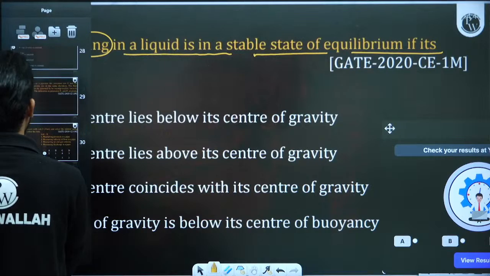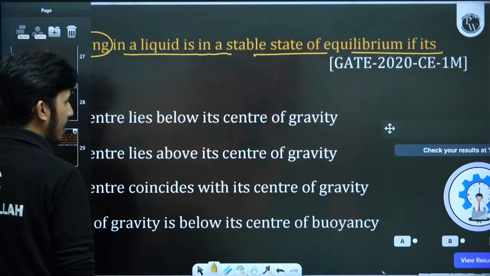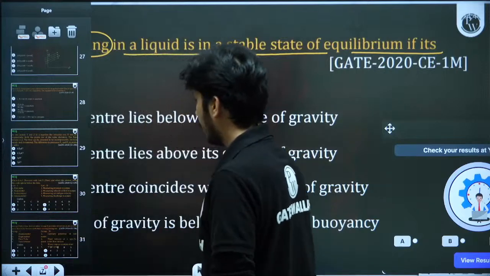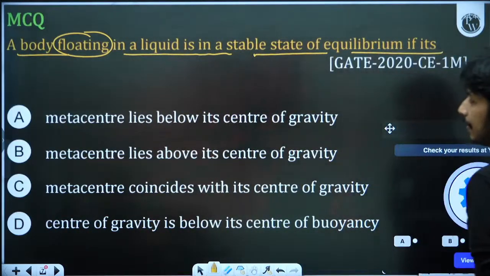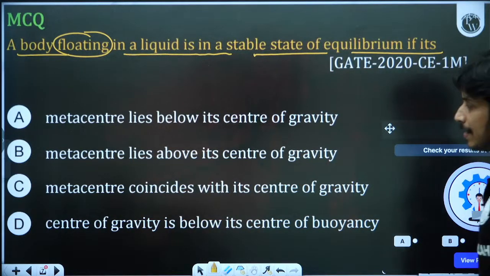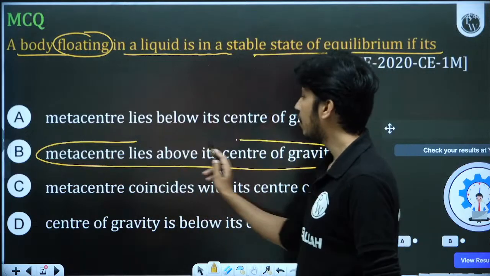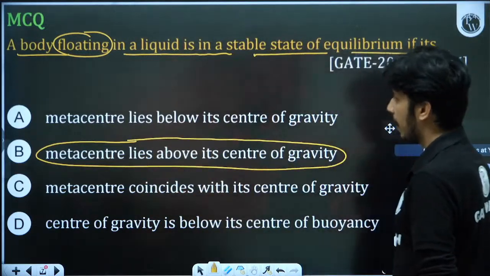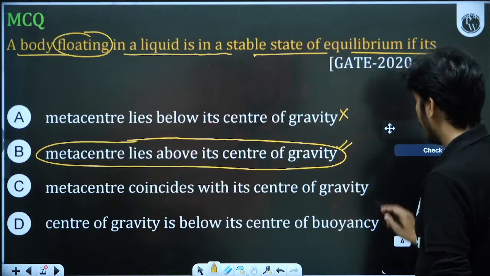Okay, let's do some 1 mark match of the following questions of the dynamics. Here the answer will be: metacenter lies above center of gravity, or center of gravity lies below metacenter. Both are correct. Metacenter lies below, wrong. Metacenter lies above, correct. Metacenter coincides, no, this is neutral equilibrium.